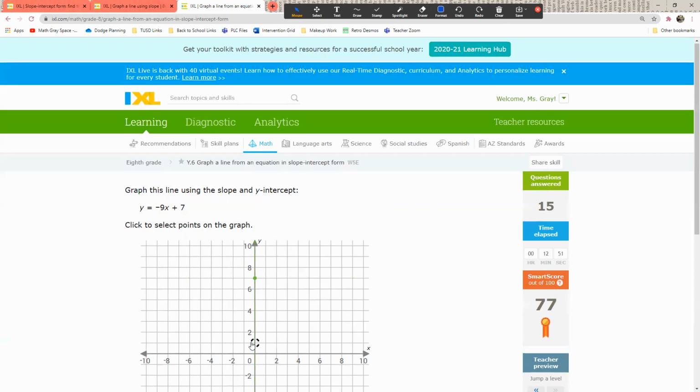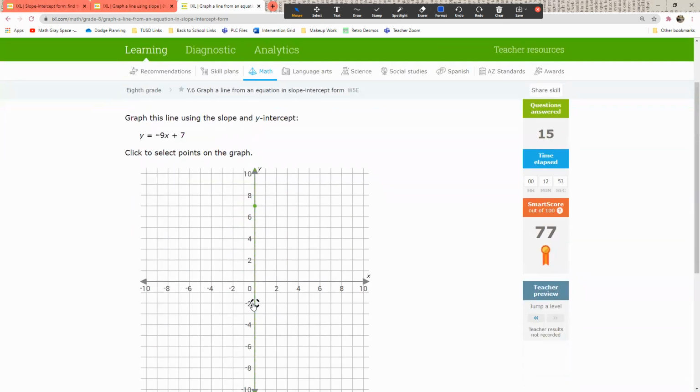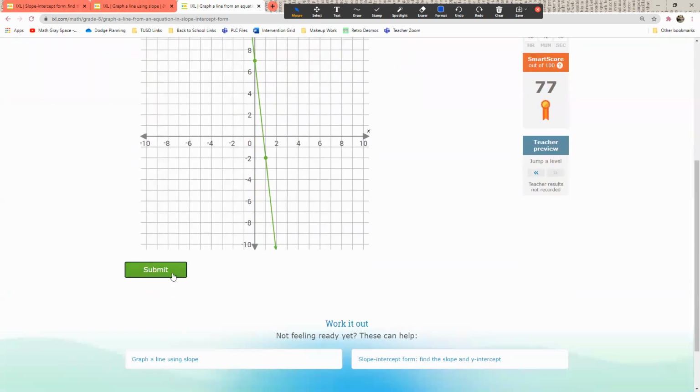And I will say one of the biggest mistakes students make is they forget that that's a fraction over 1, so they forget to go forward 1. So that's a pretty good problem to end with, actually.